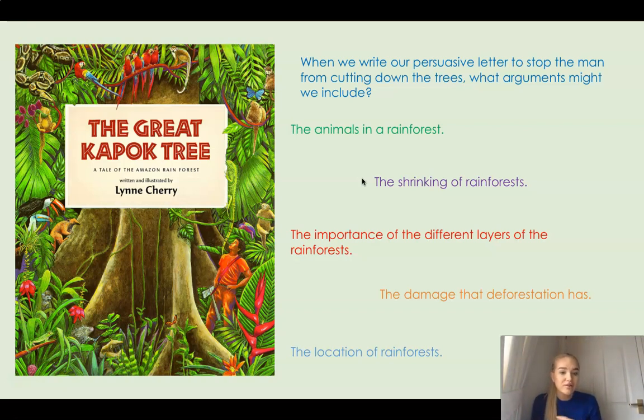So you've got your evidence there, and that's a really good thing for when we're telling the man, actually, no, you can't chop down the rainforests, the trees, because actually they're already shrinking enough as it is. We don't want them to shrink anymore. And the location of the rainforest might just be your general knowledge about where they are located and why they're located where they are. Okay, you might have thought of lots of other arguments, and that's fantastic, but those are a few of the maybe subheadings that we might turn into arguments for our persuasive letter.